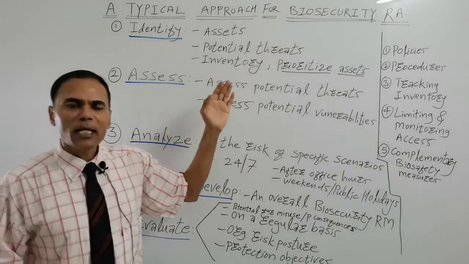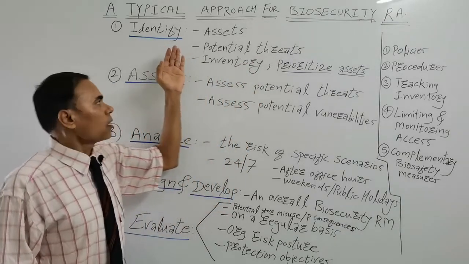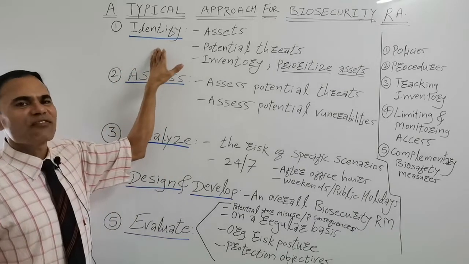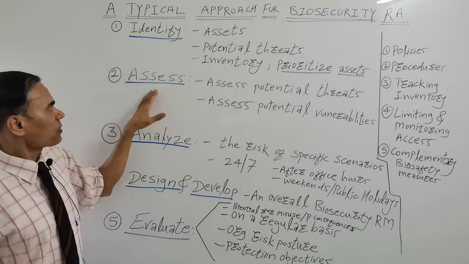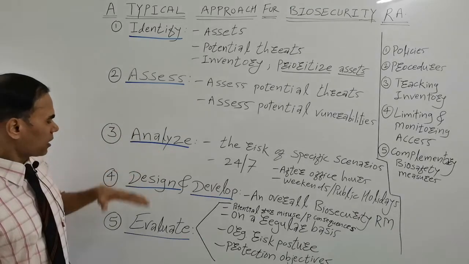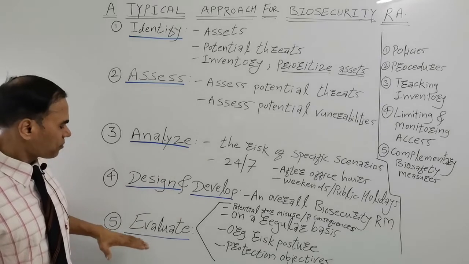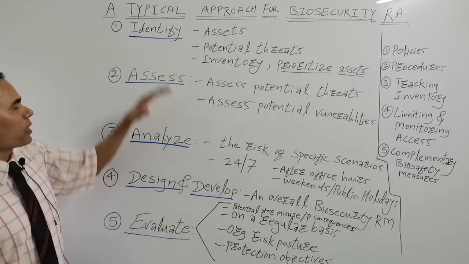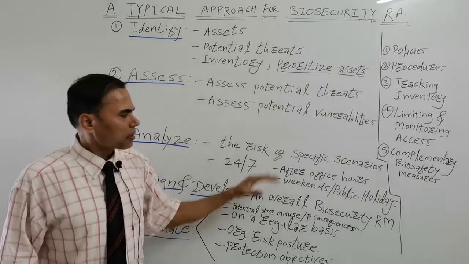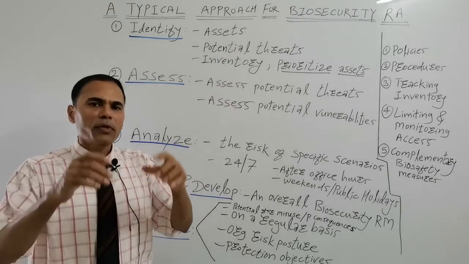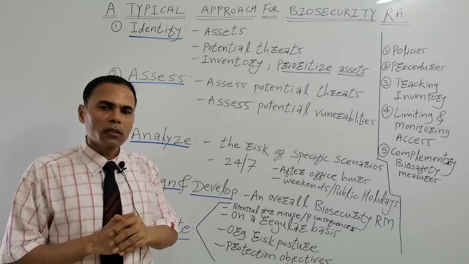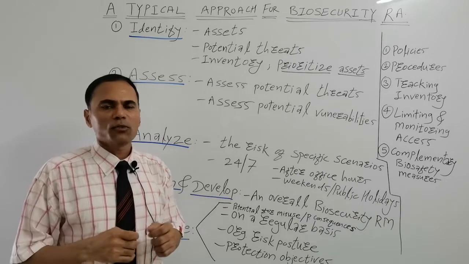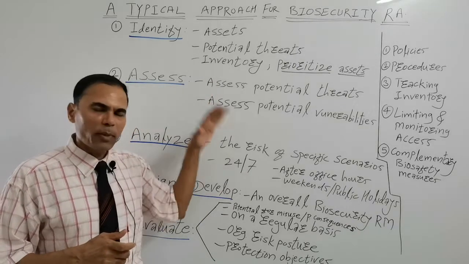Okay, so this biosecurity risk assessment can be done by following these 5 steps. The first step is identifying, second step is assessing, third step is analyzing, fourth step is designing and developing, and fifth step is evaluating. So I'm just highlighting the essence of these steps. However, you can consider the broader view, and a 360-degree analysis should be done when you are making a decision.